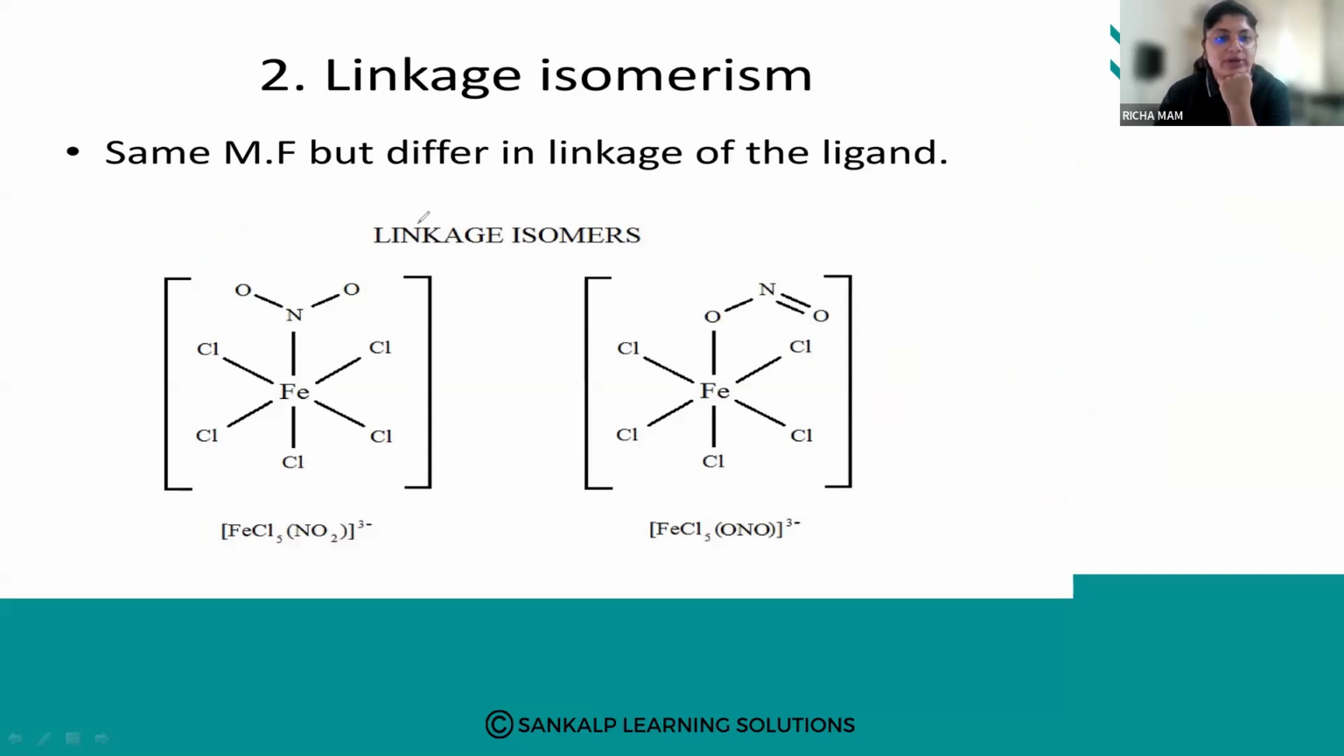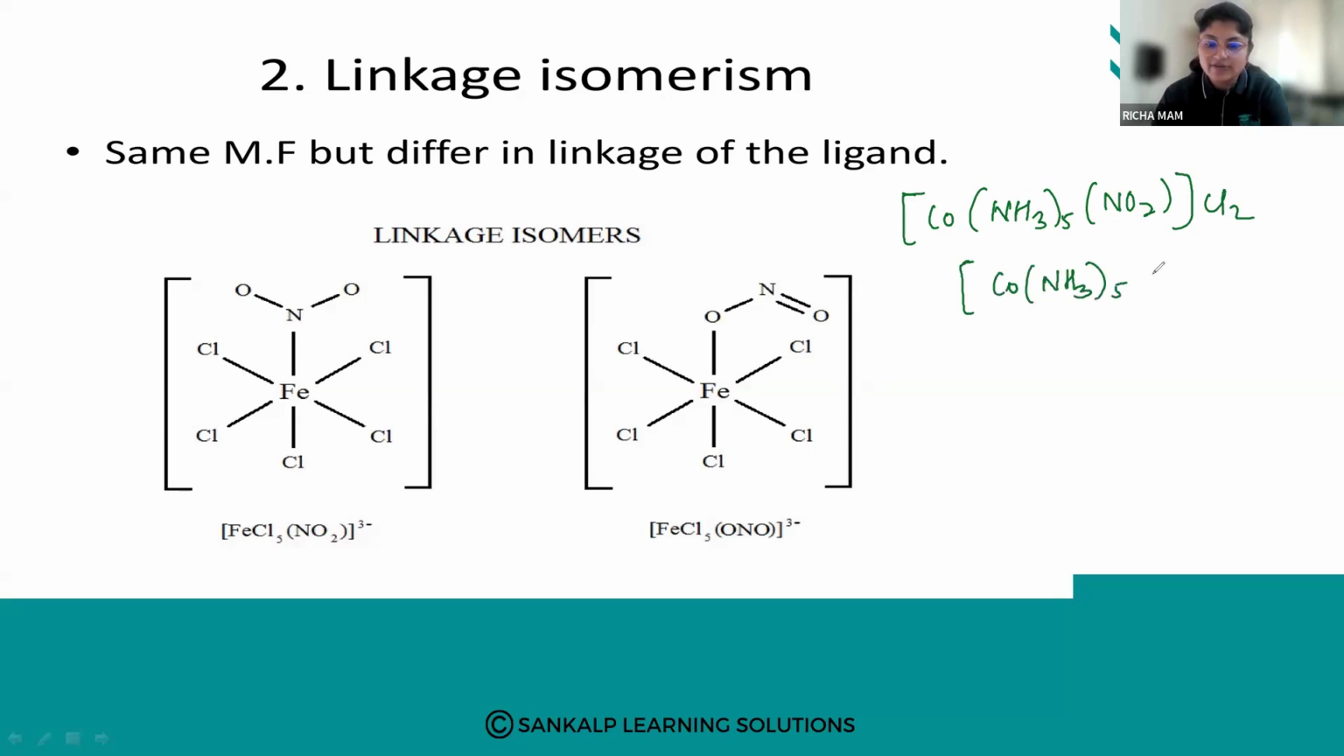So I'll give you some more examples. Please note this down, very important. They will ask you, what is linkage isomerism? Give examples. It is a 2 marks question: 1 mark for the definition, 1 mark for the example. So you need to know the example. Second example that I'm giving you: cobalt NH3 NO2 Cl2 and cobalt NH3 ONO Cl2. So here, what is happening?